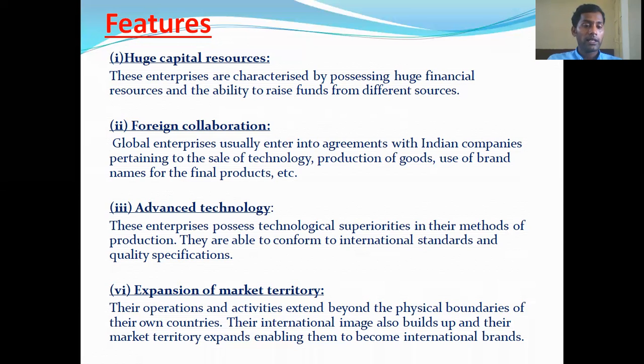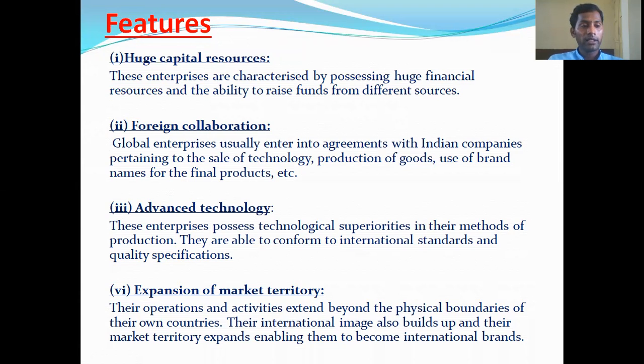Then the fourth one is expansion of market territory. That is the main feature; then only they can become global enterprises. Their operations and activities extend beyond the physical boundaries of their own countries. Their international image also builds up and their market territory expands, enabling them to become an international brand. They have to jump over their boundary, they have to extend their boundary beyond their country. Then only they can become global enterprises.